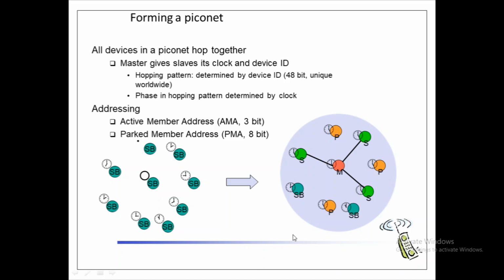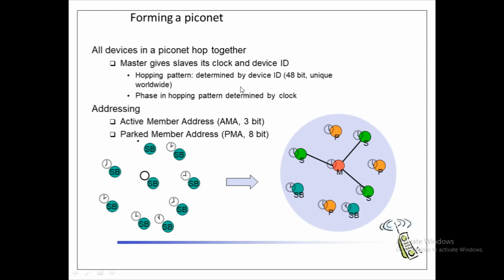The first step involves the master sending its clock and device ID. So the master will create its device ID and clock, and send them. All Bluetooth devices have the same networking capability. That is, they can be master or slave. There is no distinction between the terminal and the base stations. Any two or more devices can form the piconet.